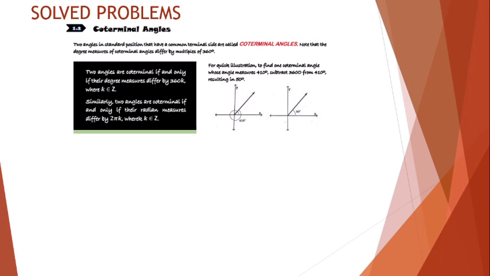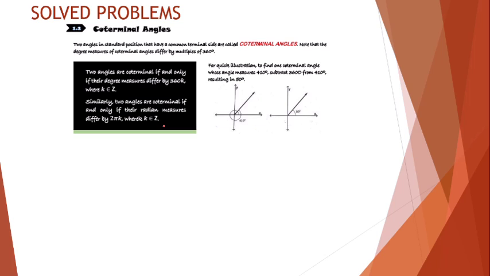Okay, in coterminal angles, two angles in standard position that have the same terminal side are called coterminal angles. Note that the degree measures of coterminal angles differ by multiples of 360 degrees. So, two angles are coterminal if and only if their degree measures differ by 360k, where k is an element of z. Similarly, two angles are coterminal if and only if their radian measures differ by 2 pi k, where also k is an element of z.